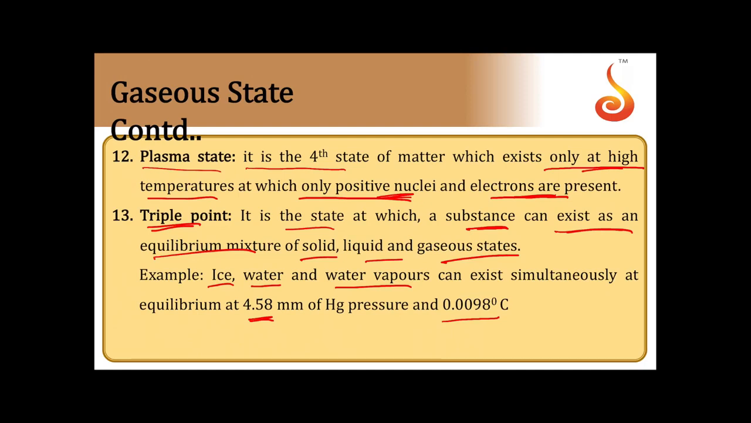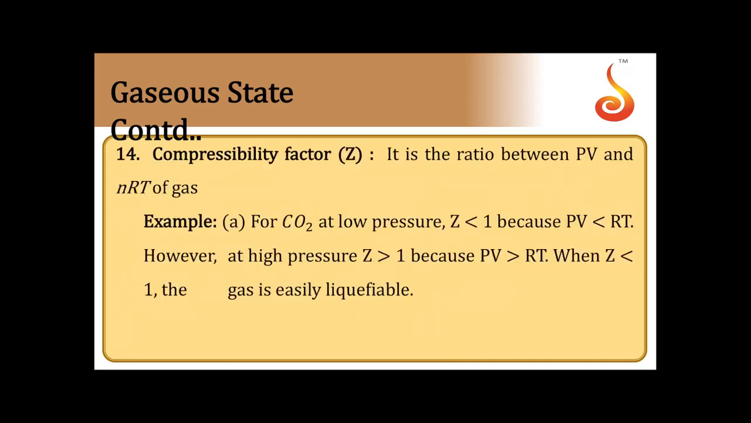All three must be in equilibrium. Such a point is said to be a triple point. Then comes compressibility factor. Compressibility factor is a ratio between PV and nRT of the gas. PV and nRT of the gas itself is called compressibility factor.